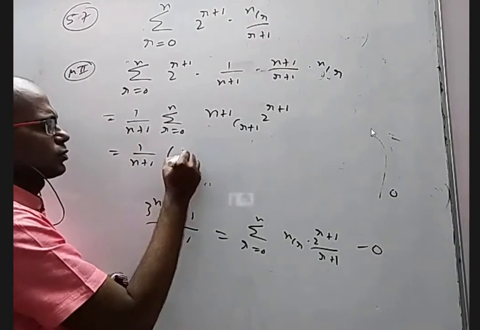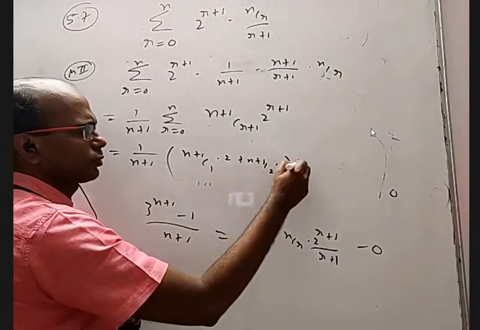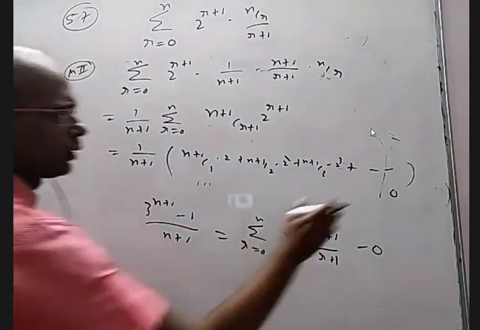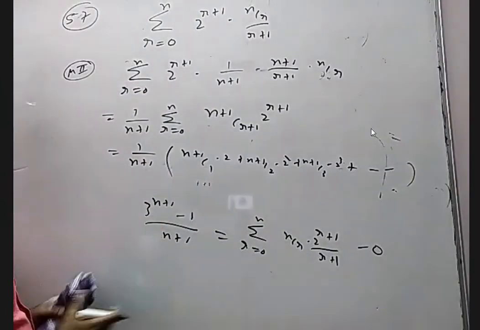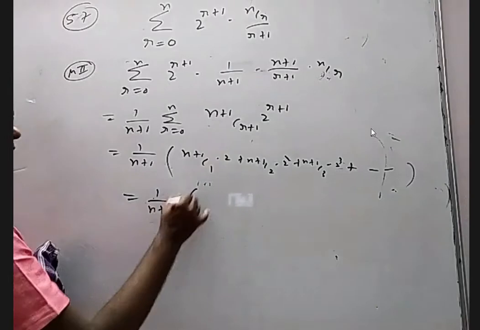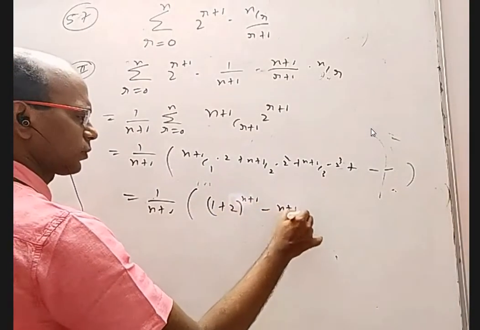Now when I put r equal to 0, it is n plus 1 C1 into 2, n plus 1 C2 into 2 square, n plus 1 C3 into 2 cube, and so on. Full series, but the initial term is missing, which is n plus 1 C0. So that's why it is 1 by n plus 1 into ((1 plus 2) whole power n plus 1 minus n plus 1 C0).